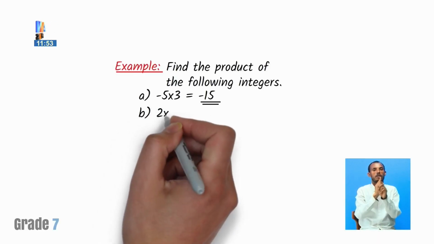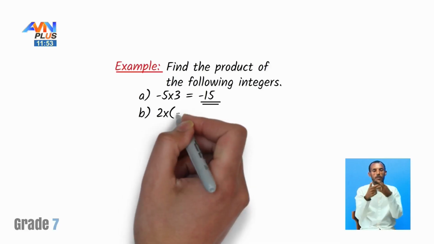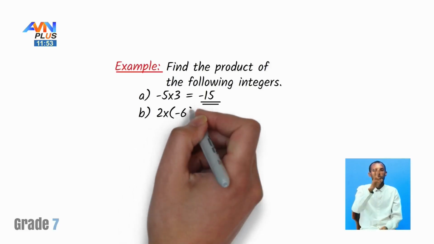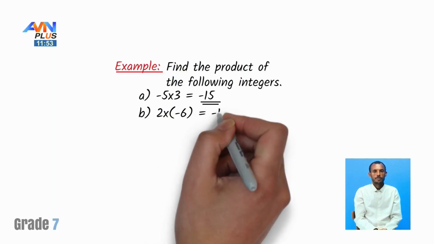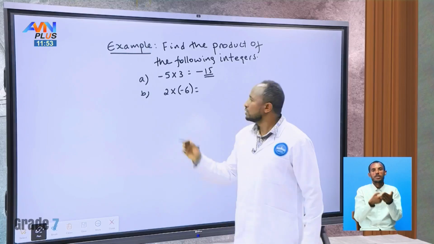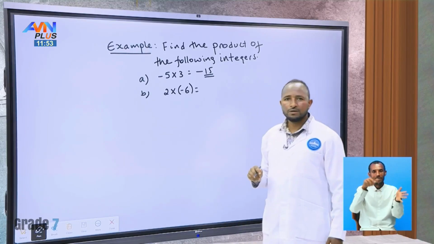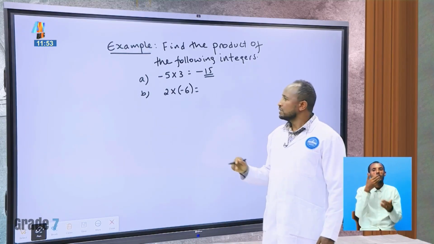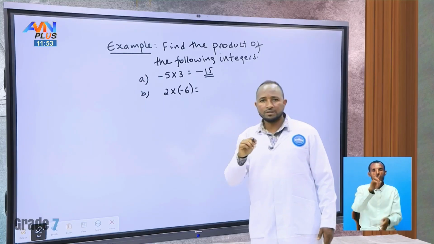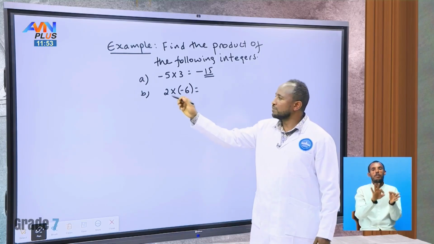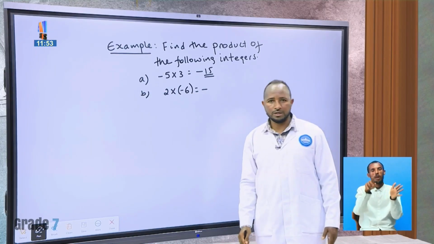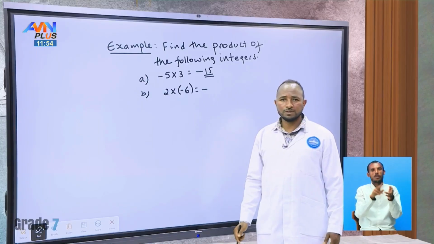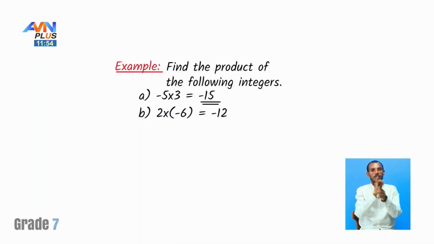Now let's see this one. What will be the product of 2 times negative 6? Okay, good. To multiply these two, first let's determine the sign. As we said, when you multiply a positive and a negative number, the product is negative, and then you multiply the numbers 2 and 6. So 2 times 6 is 12. So the answer will be negative 12.